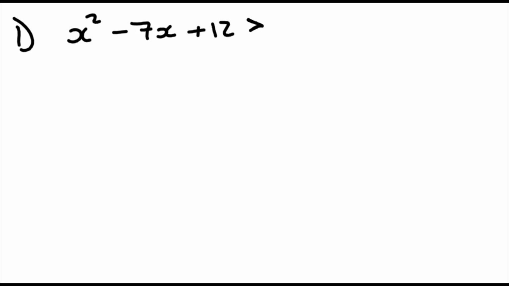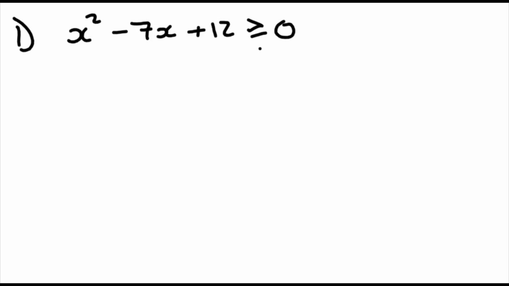In this video, we're going to be looking at solving quadratic inequalities. Now, we're going to look at an example to begin with. We're going to have x squared minus 7x plus 12 greater than or equal to 0. Okay? So, what we're going to do to begin with is solve this as if this inequality sign here is just an equal.